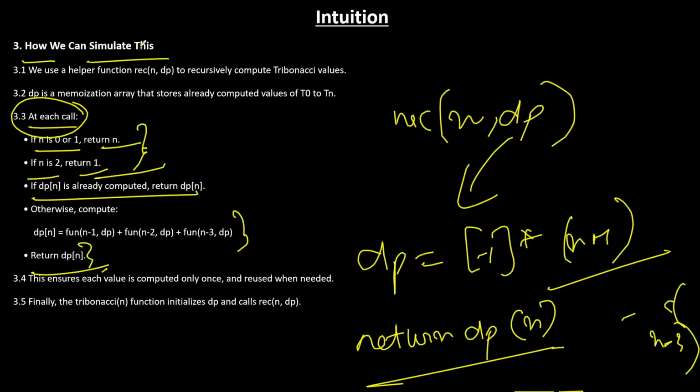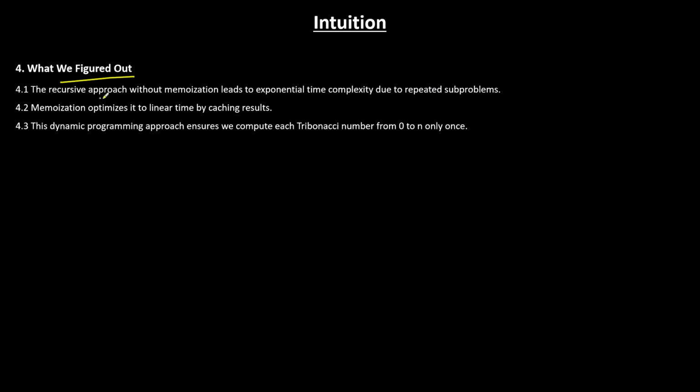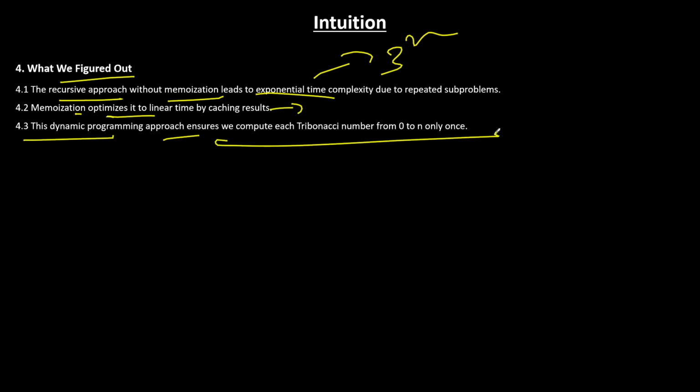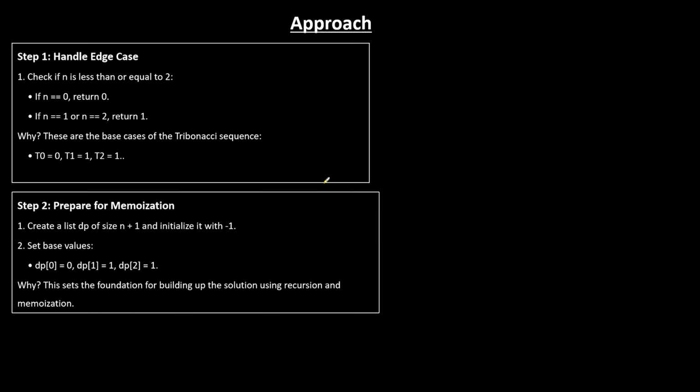Okay, as you could see, I have written it here already. So this is the simple simulation process. I hope you understood this. Let's move to the next slide. Now what did we figure out? We figured out that the recursive approach without memoization leads to an exponential time complexity, which is 3 to the power n, and memoization optimizes it to a linear time complexity, which I will discuss further. This dynamic programming approach ensures that we compute each Tribonacci number from 0 to n only once, basically by not calculating the sub problems again and again. Okay, so I hope you understood the complete intuition. Now let's move to the next slide.